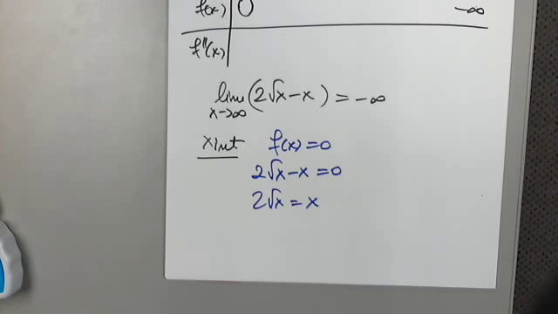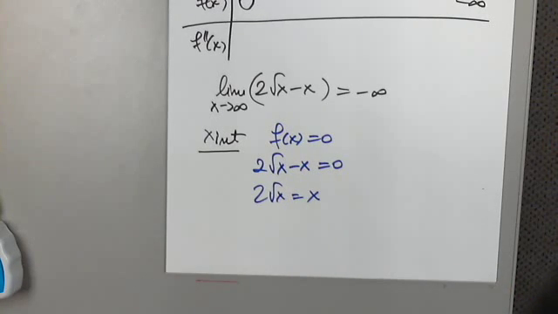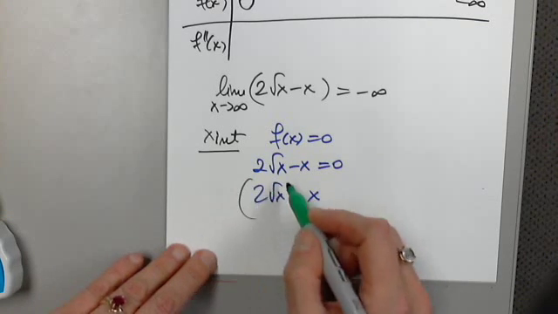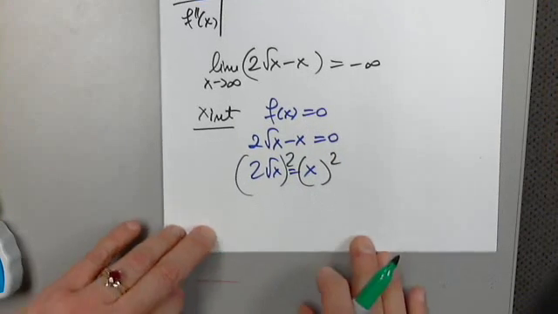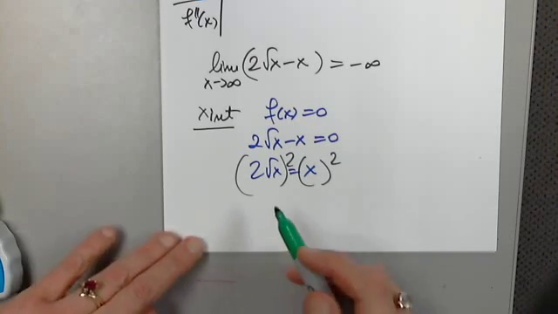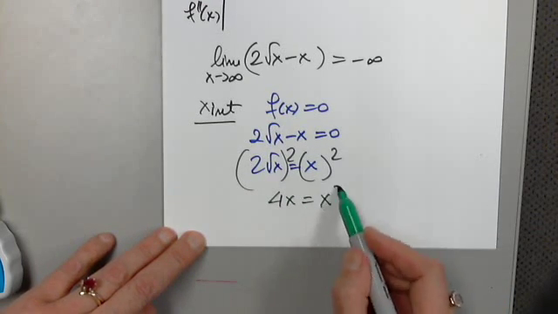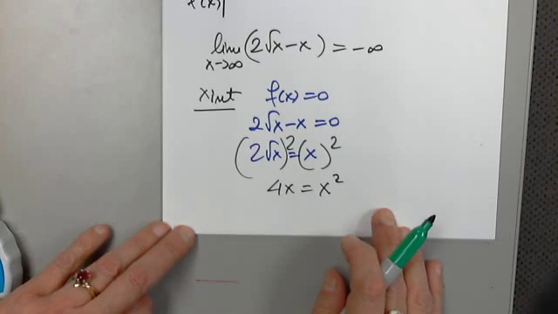Good. Now what? Yes, but not yet. What do I have to do next? This is a radical equation. Square both sides indeed, because I want to eliminate the square root of x. Perfect. What do I have on the left? 4x. Perfect. What do I have on the right? x squared. Very good. Now this is quadratic.